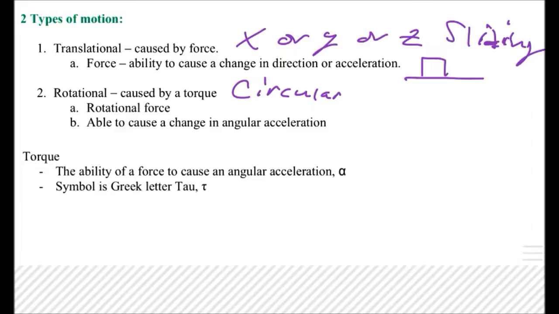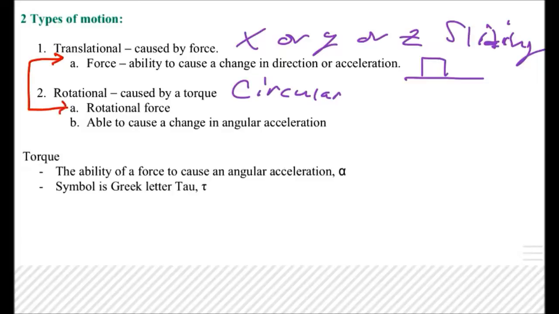And this second type of motion is caused by torque. Now, notice translational motion is caused by a force. Force is the ability to make a change in direction or cause an object to accelerate. And then a rotational motion is caused by a torque. And so torque is kind of the counterpart to force. It is a rotational force. It's able to cause a change in the angular acceleration or cause circular motion of an object. So force and torque are counterparts to each other.